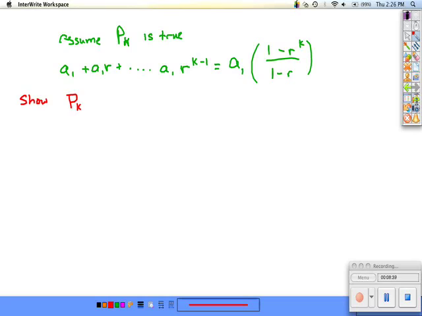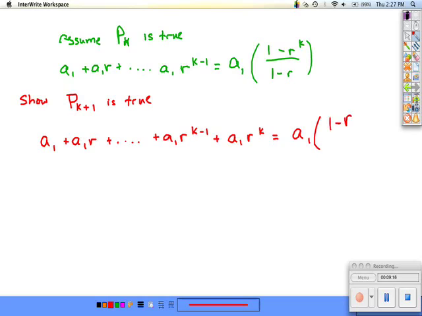If we're going to show that's true, what we're looking at is a sub 1 plus a sub 1 r plus and so on, plus a1 r to the k minus 1 plus one more term. And that would be a1 r to the k. We want to see if that fits with this rule. We want to know if this is equal to a1 times 1 minus r to the k plus 1 over 1 minus r.